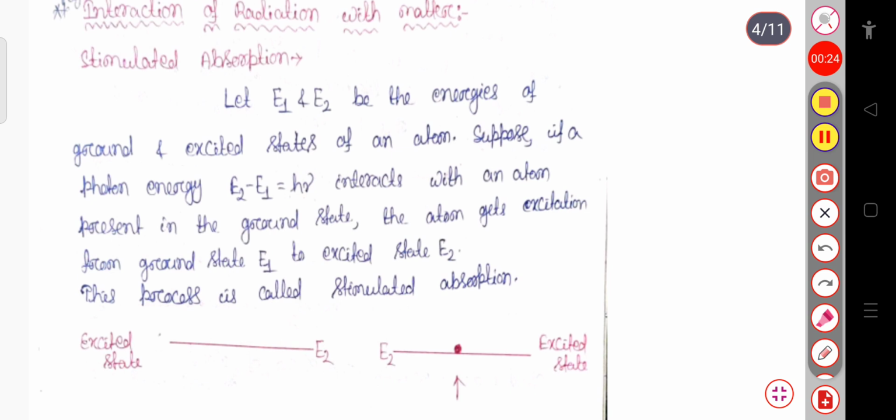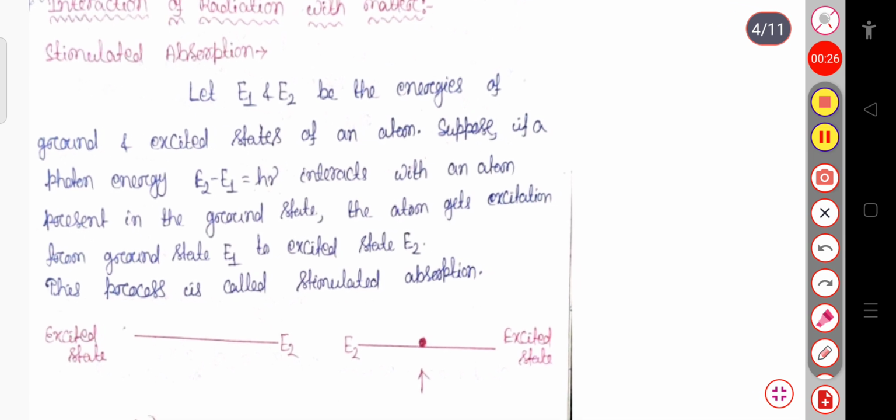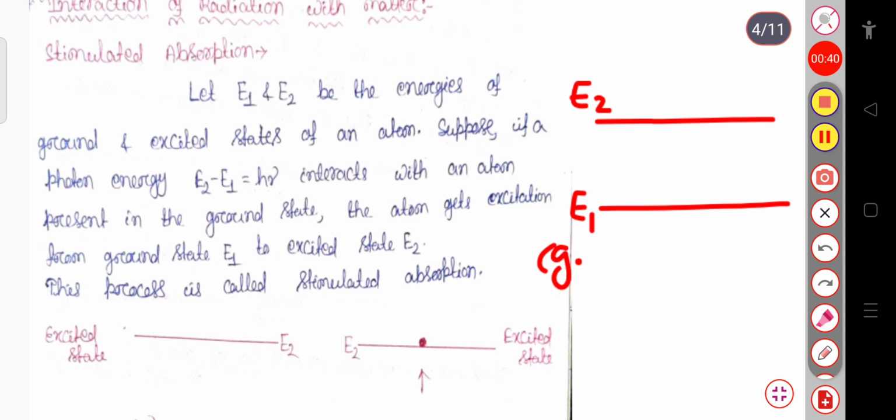Let us consider there are two energy levels. Suppose this is E1 and this is E2, the higher one, and the lower energy level is E1. This lower level is also known as the ground state and the upper is the excited state. We also know the energy difference between E2 and E1 is h nu, that is E2 minus E1 equals h nu.